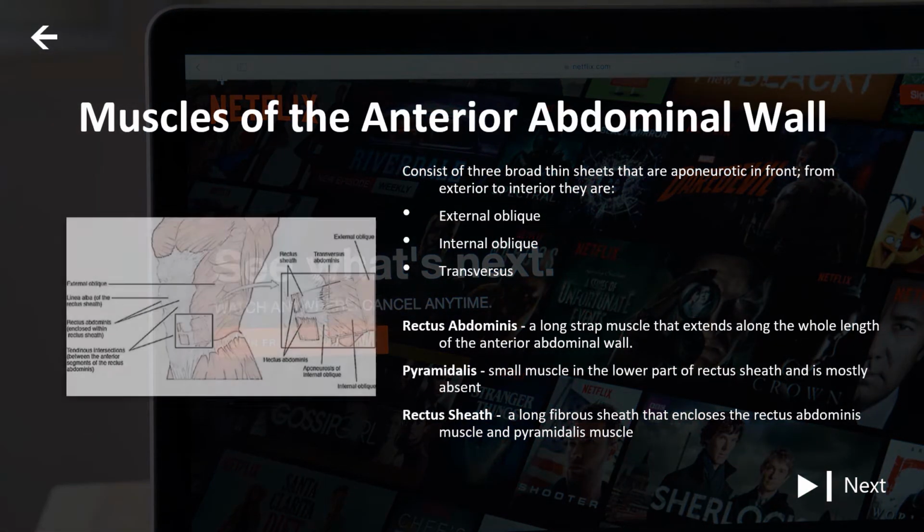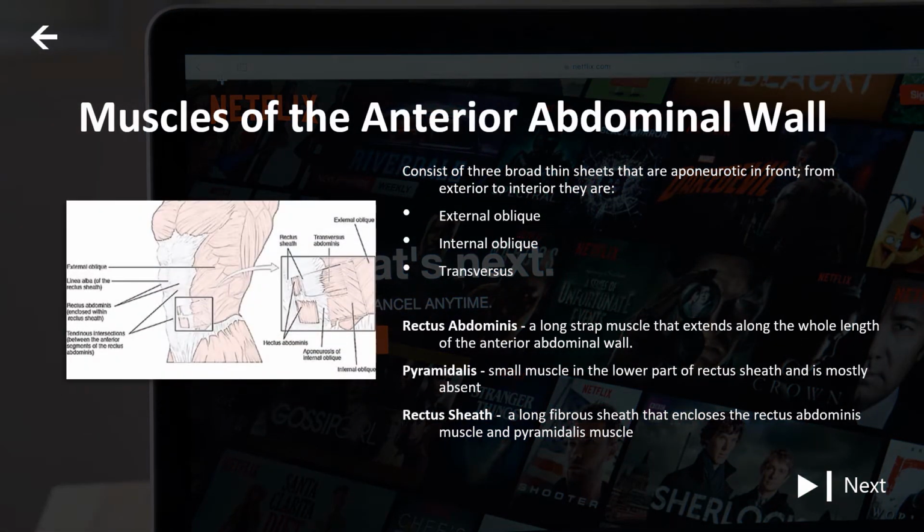Muscles of the anterior abdominal wall. It consists of 3 broad thin sheaths that are aponeurotic in front. From exterior to interior, they are the external oblique, internal oblique, and the transversus. Rectus abdominis is a long strap muscle, or a wide vertical muscle, that extends along the whole length of the anterior abdominal wall, while the rectus sheath is a long fibrous sheath that encloses the rectus abdominis muscle and the pyramidalis muscle. To add, the pyramidalis muscle is a small muscle in the lower part of the rectus sheath, and it is mostly absent.